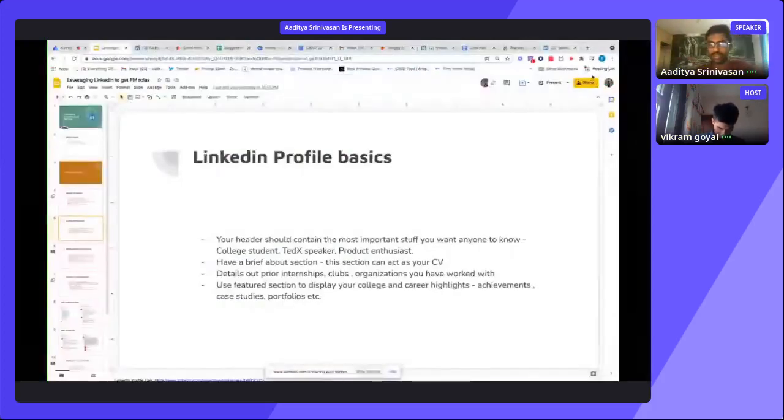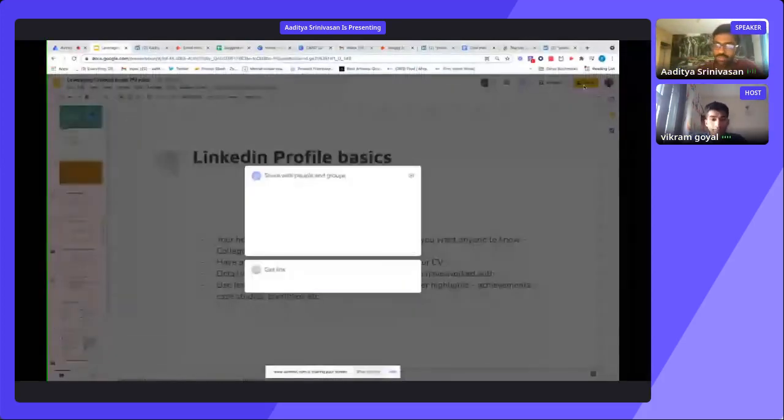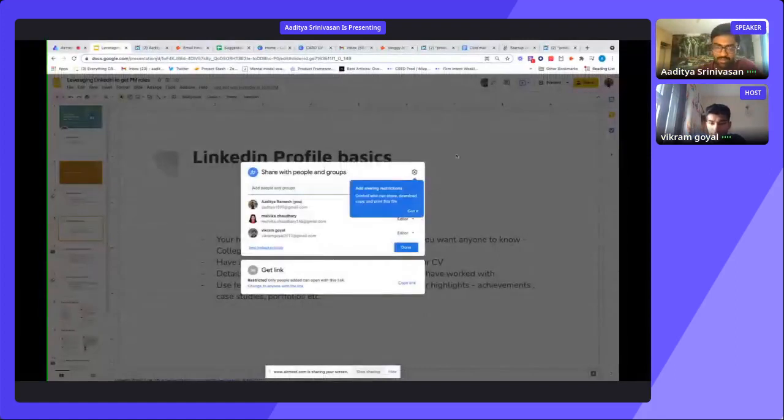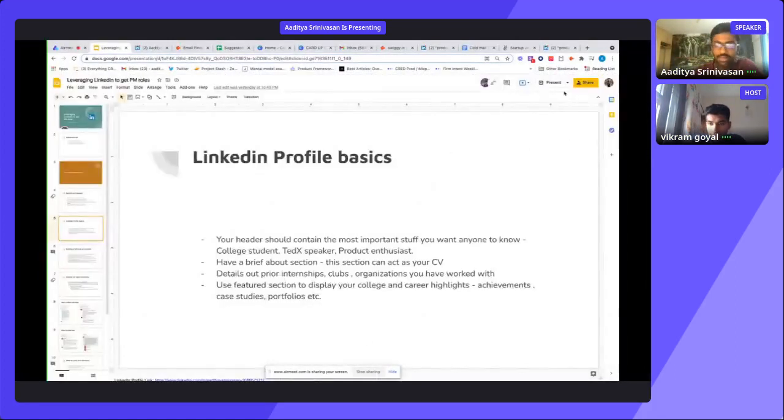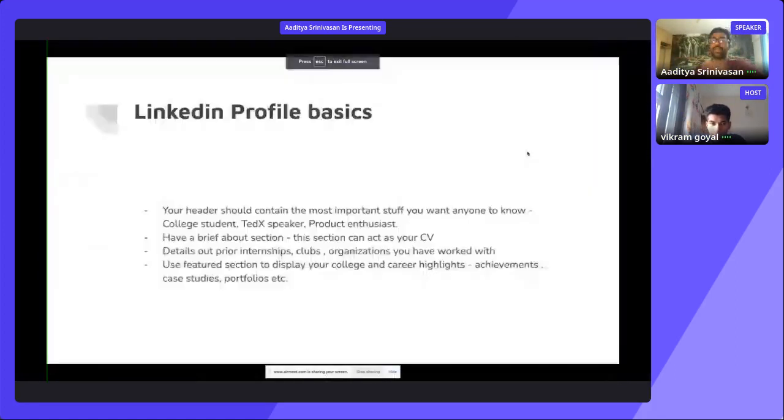So I was talking about the basics of the LinkedIn profile itself. The second point I was talking about is having a brief about section. This should act like a cover letter, with the major things about maybe your achievements, maybe your qualitative things. Like why are you interested in product management? What do you want to do with your career? These important questions can always be covered in your about section.